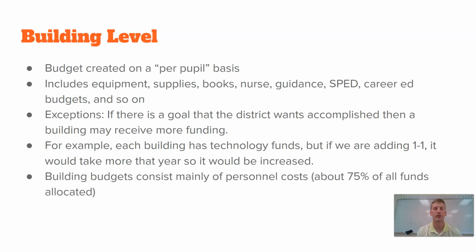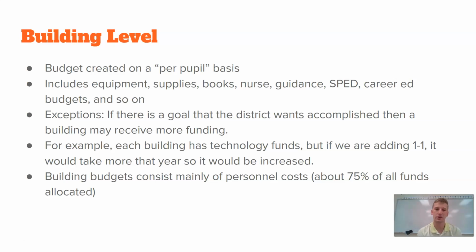So then you get down to a building level, and the budget is created on a per pupil basis, so it's really just enrollment. Obviously, if you have more students in your building, you're going to have more money to work with. The budget includes equipment, supplies, books, nurses, guidance, sped, career ed budgets, and so on. So there's a lot that goes into it. About 75% of the funds are personnel costs. That's your teachers, your maintenance, your nurses, your bookkeepers, your admin assistants, all those people.